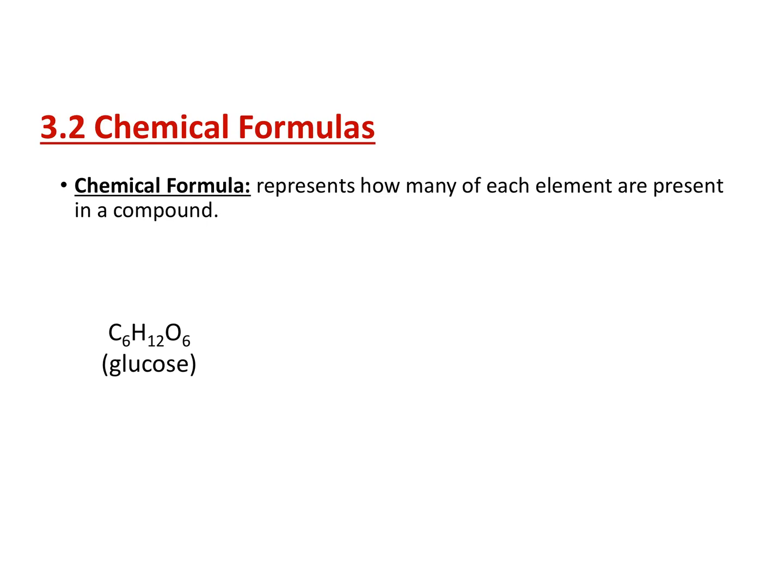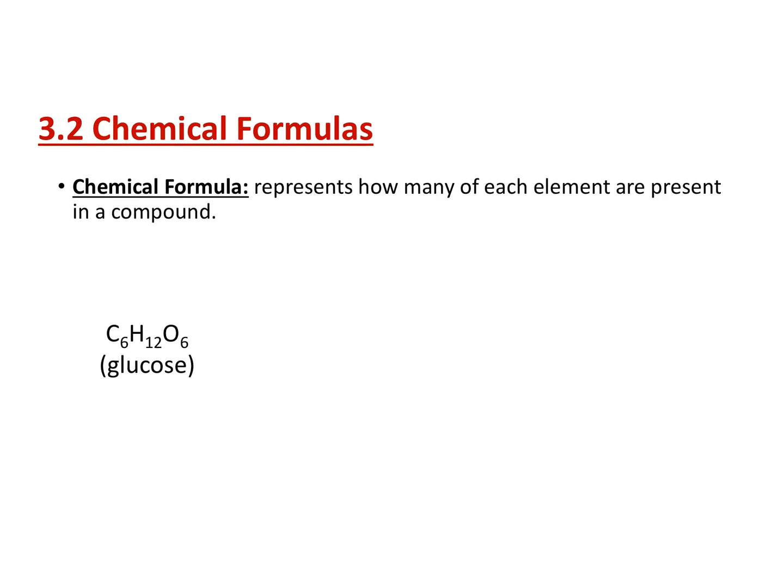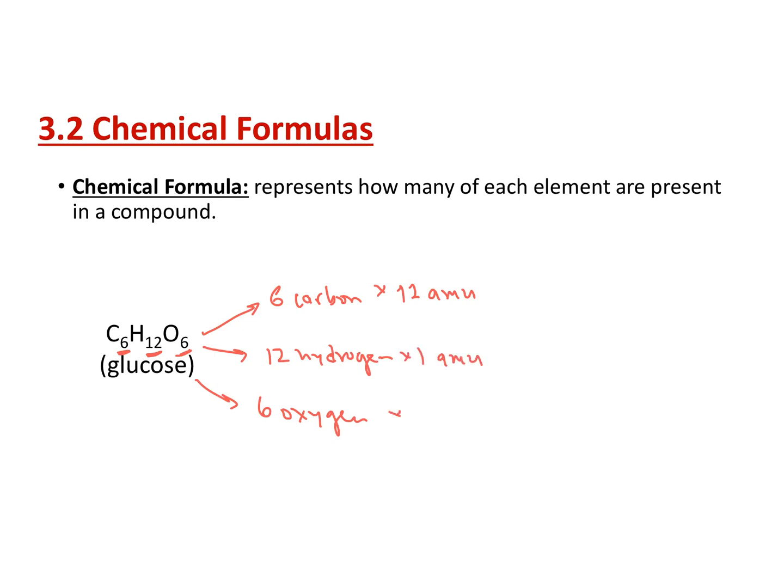And in this glucose example, all these subscripts mean that I have 6 carbons, I have 12 hydrogens, and I have 6 oxygens. And I know carbon weighs 12 AMU, and I know hydrogen weighs approximately 1 AMU, and I know oxygen weighs approximately 16 AMU.